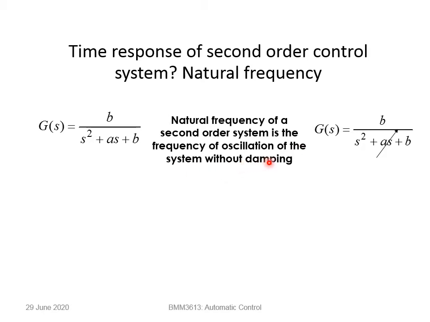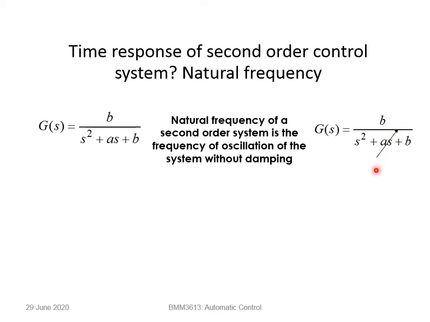What does it mean without damping? Without damping means that we eliminate the decay. How do we eliminate the decay? We eliminate the decay by eliminating the second term, as, here, this term. Because this term as in this quadratic equation is the term that introduces the decay component.